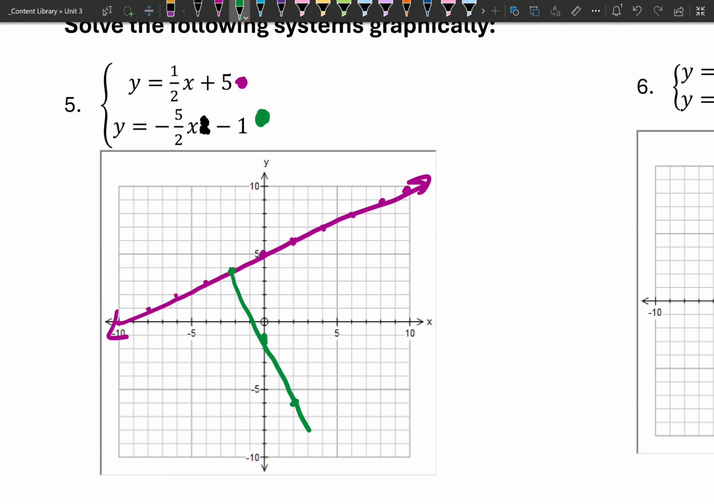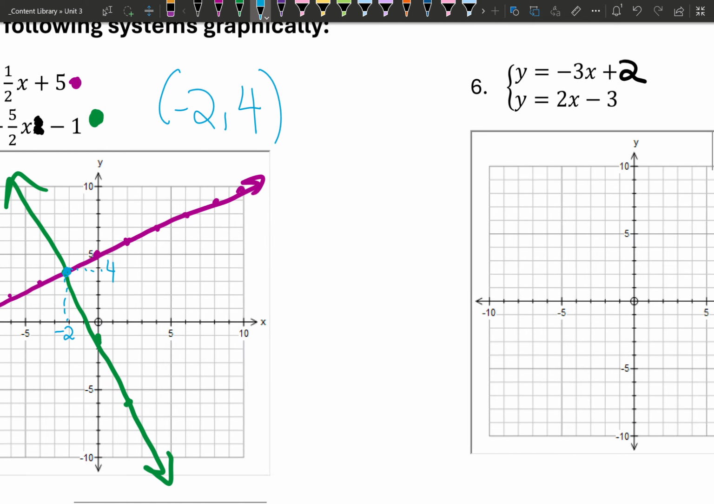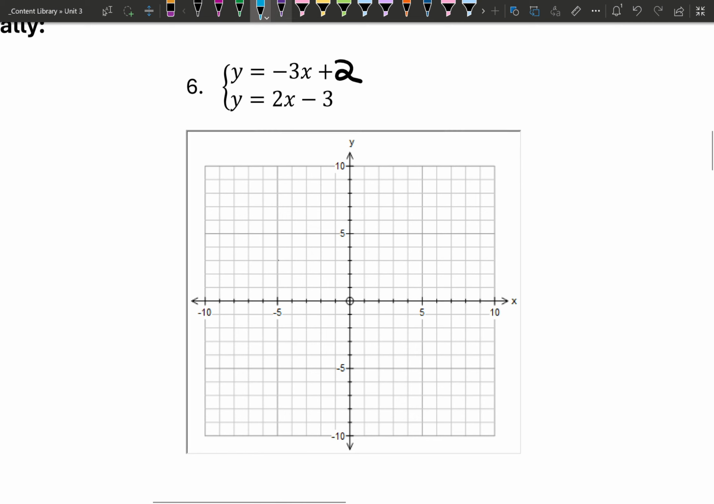There we go. I see exactly where they cross. All right. My drawing is not the perfectest, but I can see the x and y where they're supposed to cross. This looks like it's a negative 2, and that's a 4. Fantastic. Negative 2, 4. Let's try number 6.